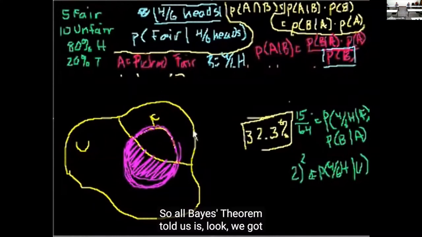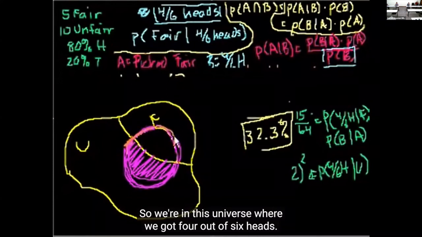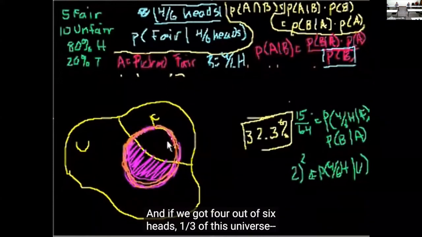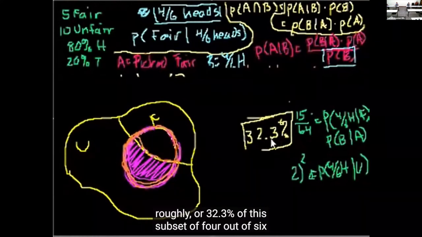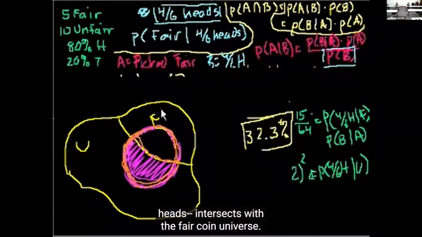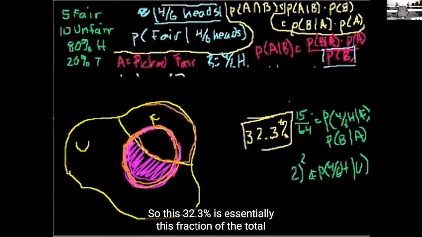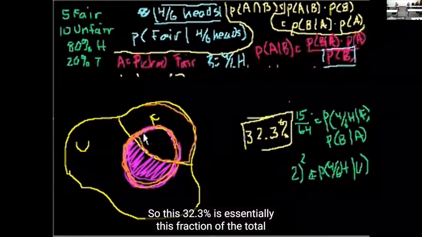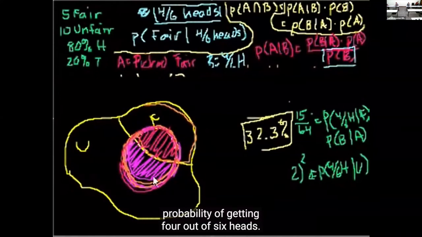So all Bayes' theorem told us is, look, we got 4 out of 6 heads. So we're in this universe where we got 4 out of 6 heads. And if we got 4 out of 6 heads, roughly 1/3 of this universe, or 32.3% of this subset of 4 out of 6 heads, intersects with the fair coin universe, right? So this 32.3% is essentially this fraction of the total probability of getting 4 out of 6 heads.